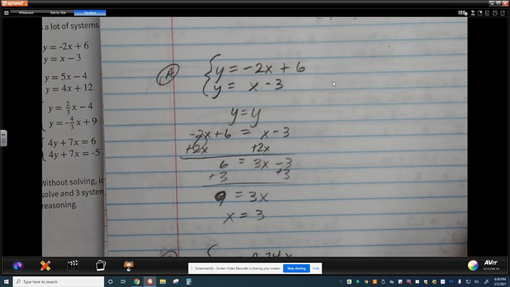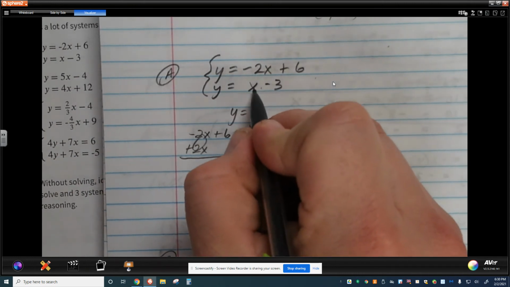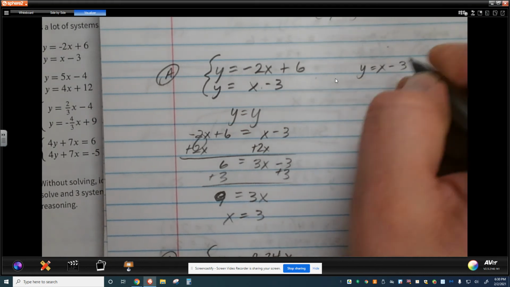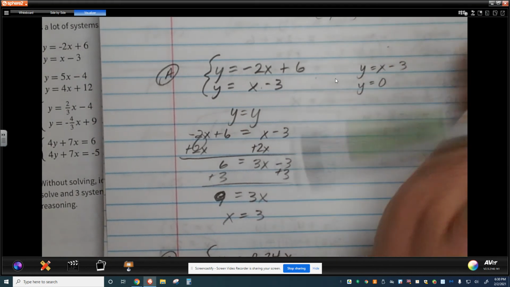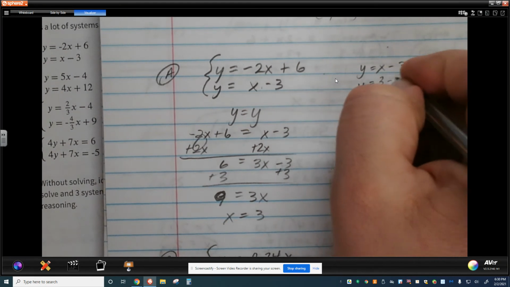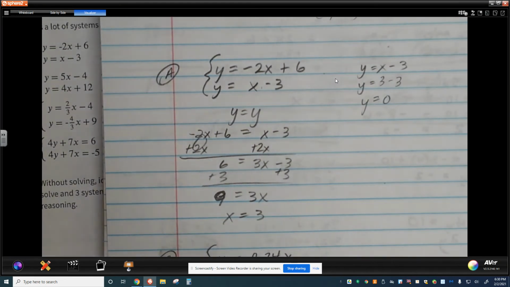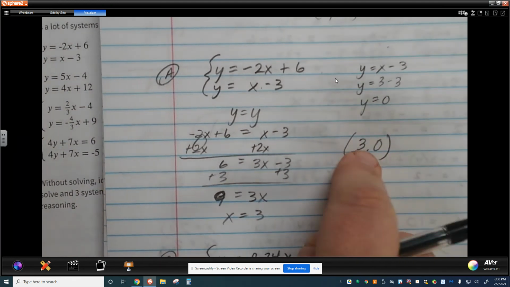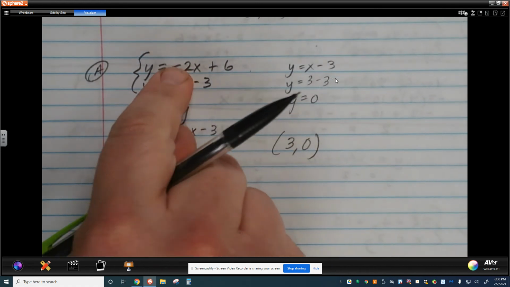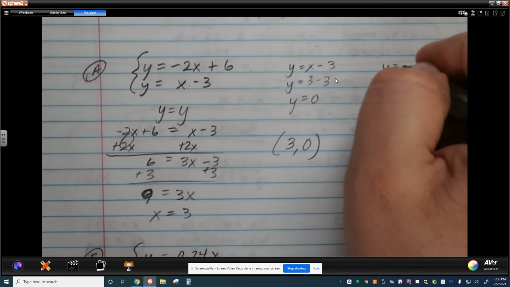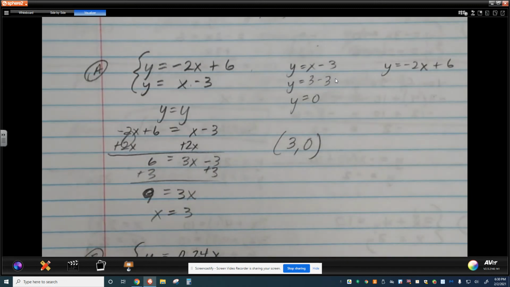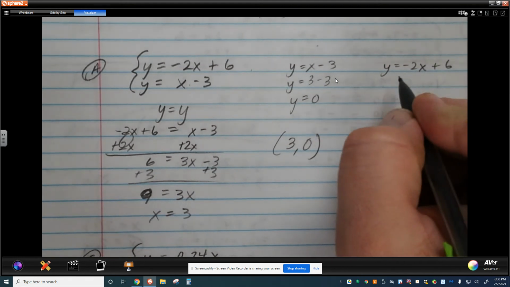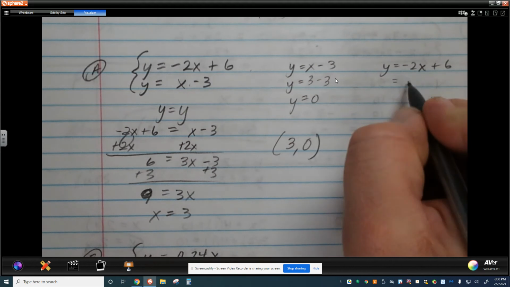And in this case, I'm going to suggest that if X is 3, then I'm going to look at this one first. Y equals X minus 3 substitutes to Y equals 3 minus 3, and Y is 0. And if that's the case, if my ordered pair, what I'm suggesting right now, X is 3 and Y is 0, before I conclude that that is the correct answer, I want to double check my other equation. Y equals negative 2 times X plus 6. This ordered pair 3, 0 has to make this equation true, or else it's just not right, and I have the wrong solution. So we'll start here.